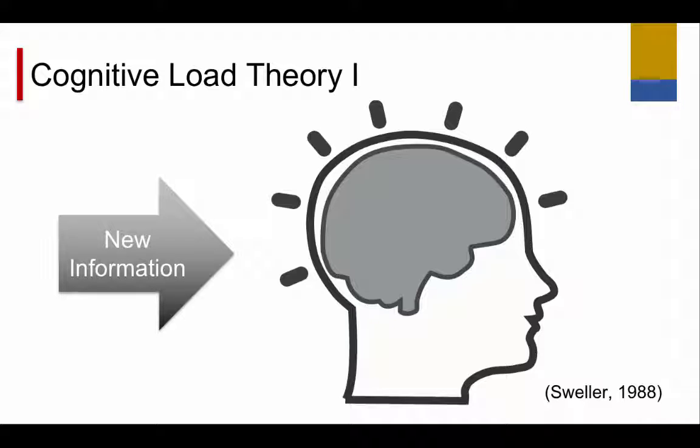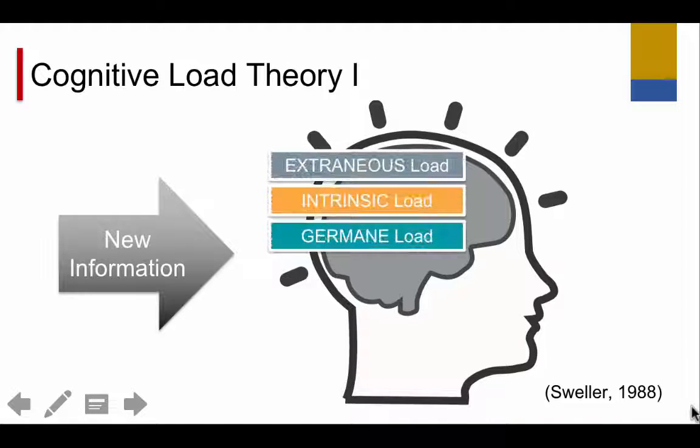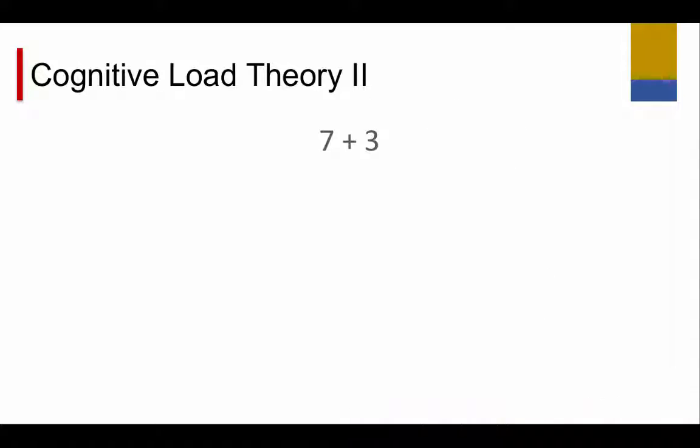What is happening in your brain when receiving new information? When new information is coming, the information processing system in your brain is working. Dr. John Sweller found that there are 3 different types of cognitive load to process the new information. He found that the load on working memory is split into 3 uses. He calls them germane load, intrinsic load, and extraneous load. Let's take a look at the next slide.